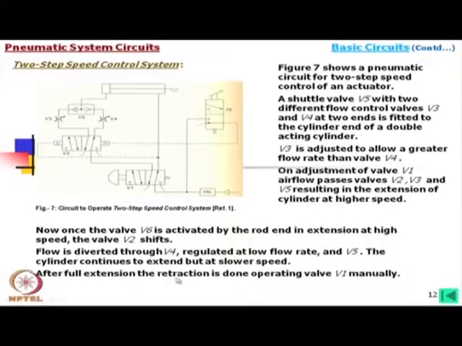After full extension, the retraction is done by operating valve V1 manually. So, this means if we release this push button, it will come back to this position and then it will be retracted. Now, it might also be, as I told, a push button type, or we can have a lever type, where we can fix the position of either of these.